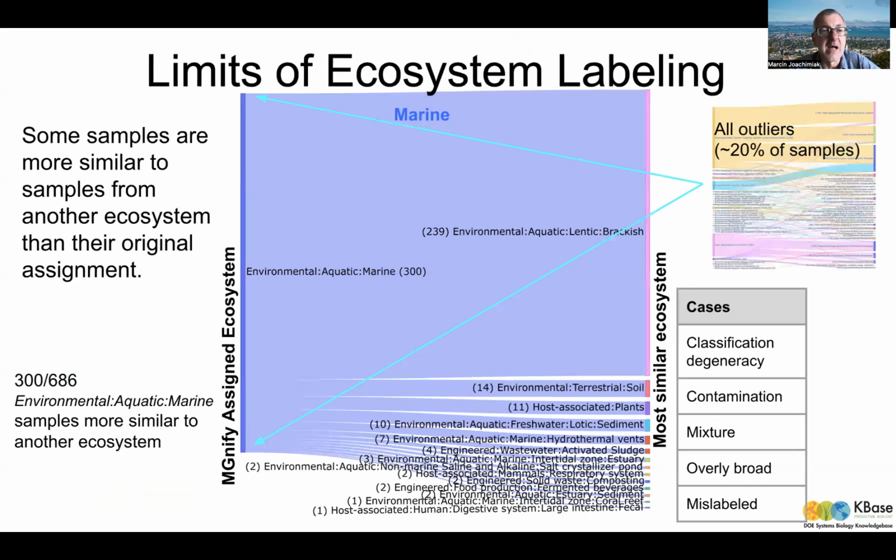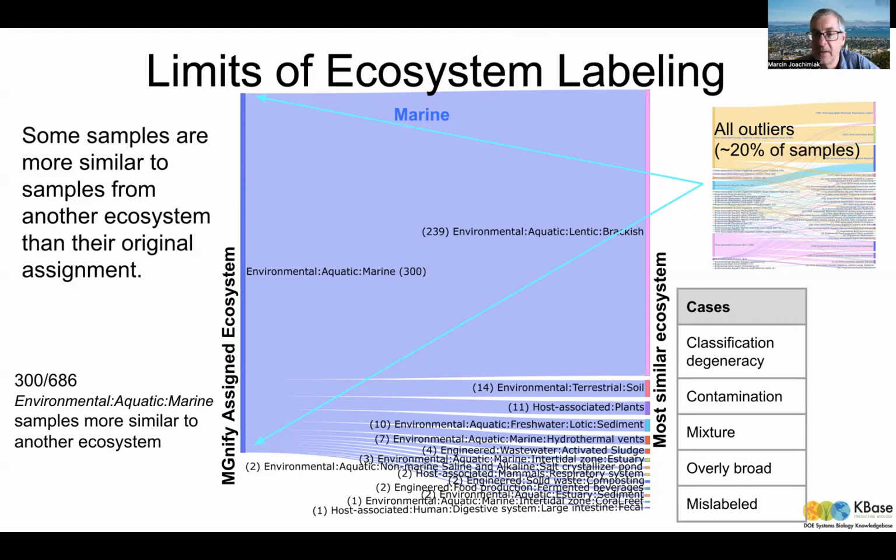Early on, we performed an analysis that we continued to hone, and this is comparing samples pairwise to the averages of ecosystems. What we see is that at times, the original assigned label is less similar than some other ecosystem. And so here, on the example of aquatic marine samples, almost half of the samples are more similar to aquatic lentic brackish environments, suggesting a potential more detailed labeling here. And there are other examples: allotic sediment, hydrothermal vents, estuary, along with some oddities such as fermented beverages and large intestine fecal.